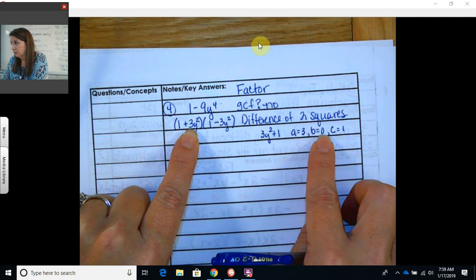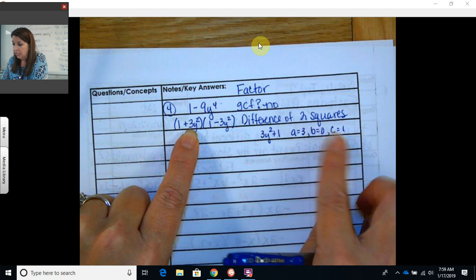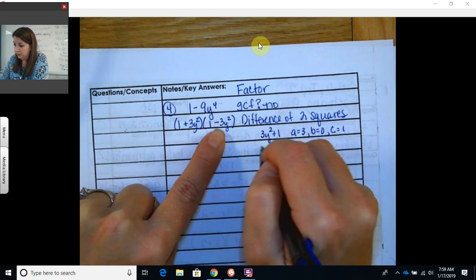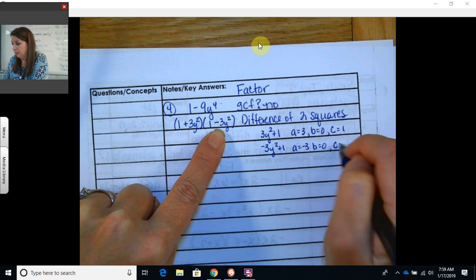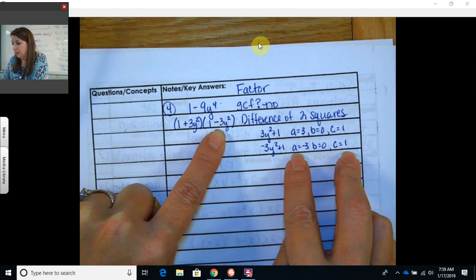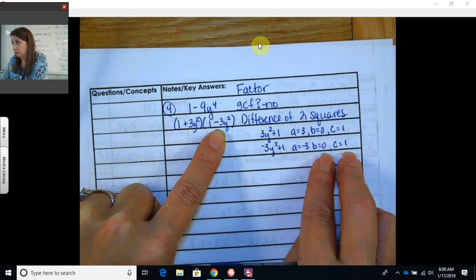No. All you have is 3 times 1 and negative 3 times negative 1, right? So they wouldn't add to get 0. And if I put this in standard form, it would be negative 3y squared plus 1. A is negative 3, b is 0, c is 1. Are there two numbers that could multiply to get negative 3 and add to get 0? No. So they're not factorable.